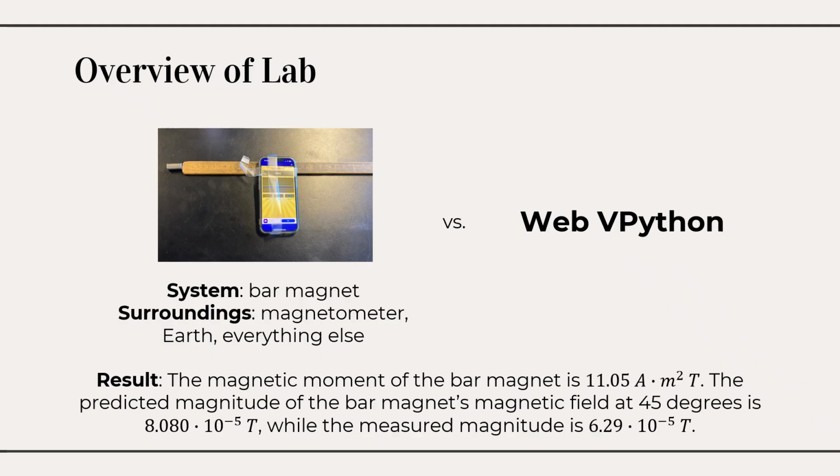And next, the second step of this lab was modeling this with WebVPython. And in the end, the magnetic moment of the bar magnet was found to be 11.05, and there was some variance in the predicted and the measured magnitude of the bar magnet, which we'll be getting to later.